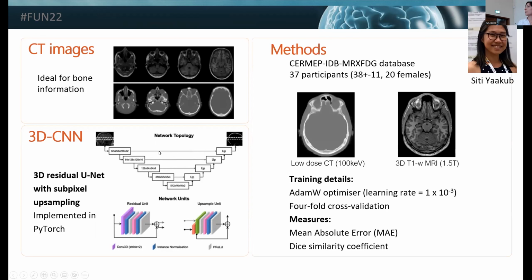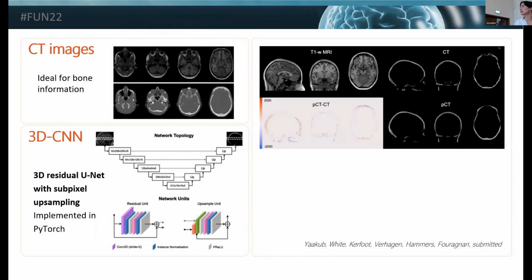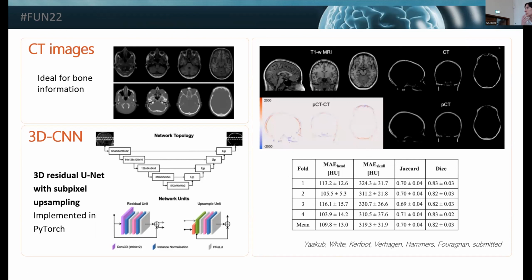So to do this, we had this database where for each participant we had a low-dose CT and a 3D T1 weighted image. And to assess how well our deep learning was performing, we used the mean absolute error and the dice similarity coefficient. This is just a screenshot to show that it is producing very nice looking pseudo CTs, that our mean absolute error is quite similar to other methods that have been published, and the dice similarity coefficient is about 82%, which is very good overall.